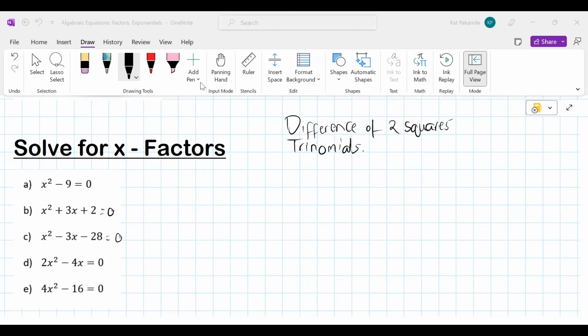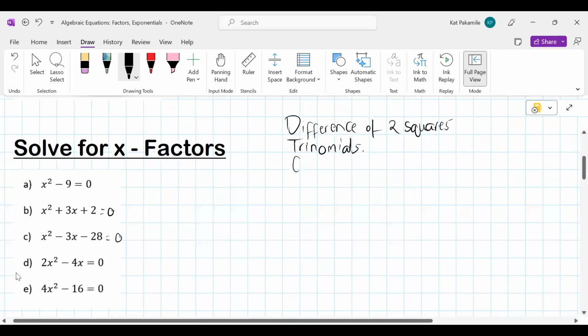Anybody remember? So if you cannot do difference of two squares and it is not a trinomial, how else can I factorize algebraic equations? Common factor. Thank you. Bunke's on fire today.